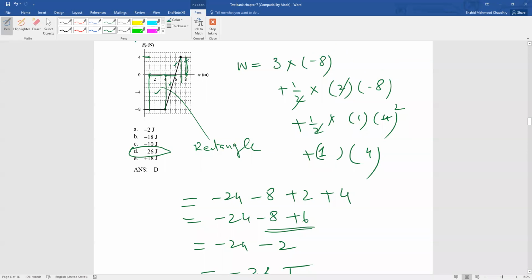So here what you have to do, you have to find the area under the graph, but the graph you will make whose area you can find easily. Okay.